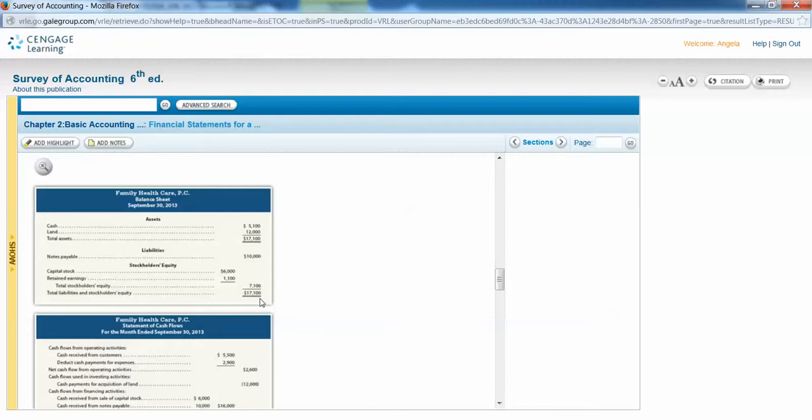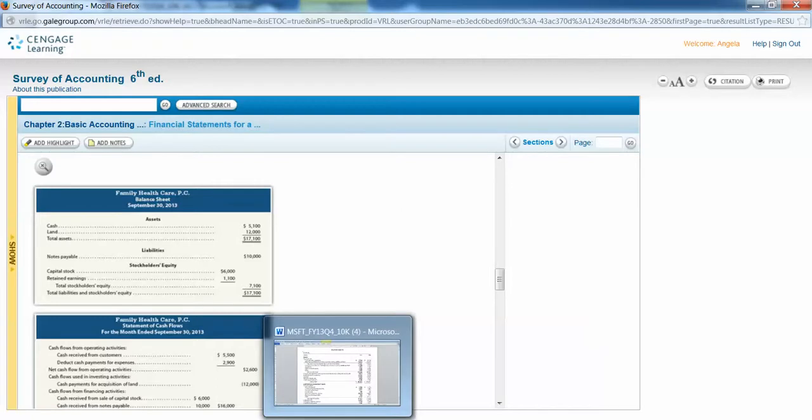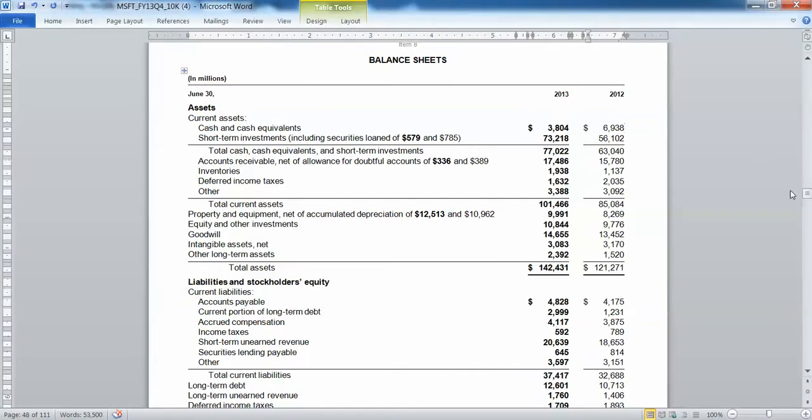Another concept is the use of parentheses. In accounting, we use parentheses for one of three reasons. One reason is to show negative numbers. Another reason is to show a subtraction. And another is to show a cash outflow. And it just depends on the situation.